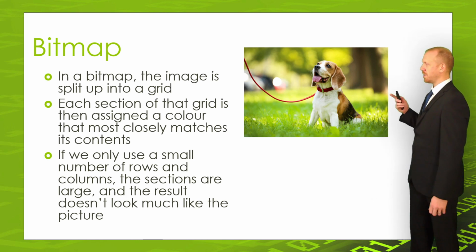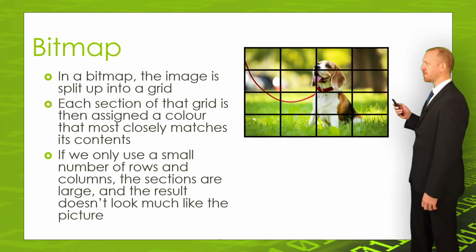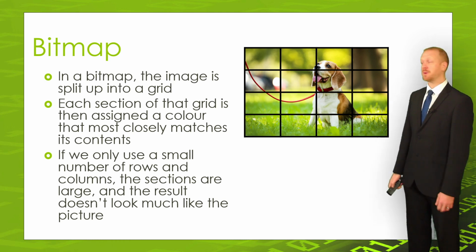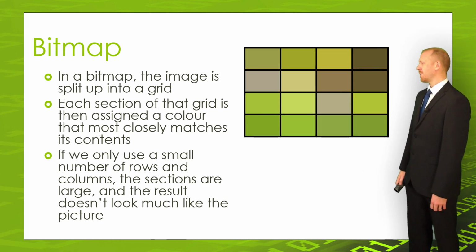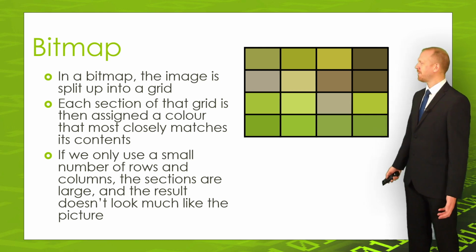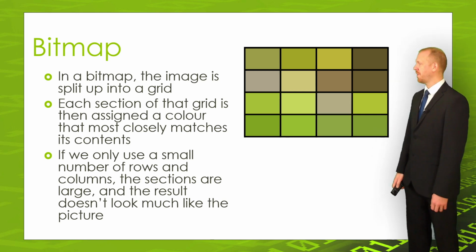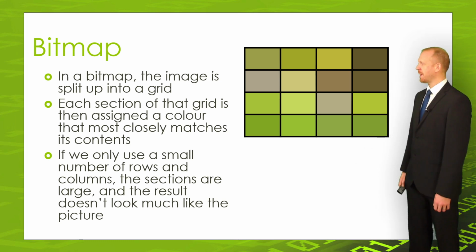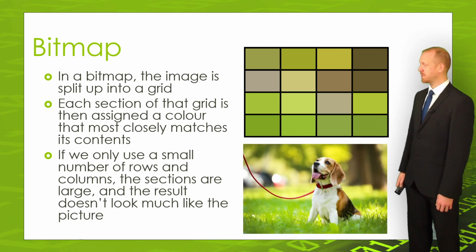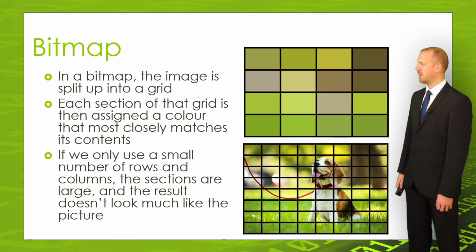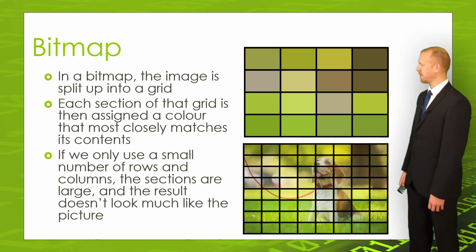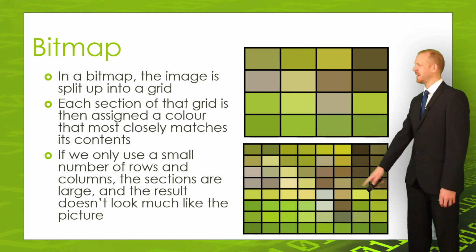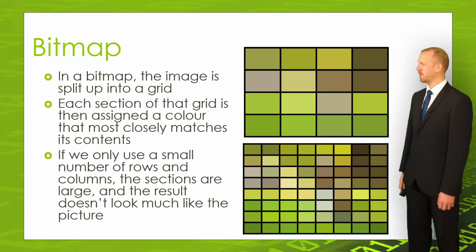So if we look at this picture here, and we cover it in a grid, and then we take each of those grids and fill it in with the colour that best represents what's in there, well, we end up with that. Very difficult to see the original picture of the dog there. But if we use more lines and make more locations in our grid, so start with the same picture, this time we'll have a higher number of elements in the grid, it starts to look a little bit more like it. You can sort of see that brown shape where the dog's going to be.